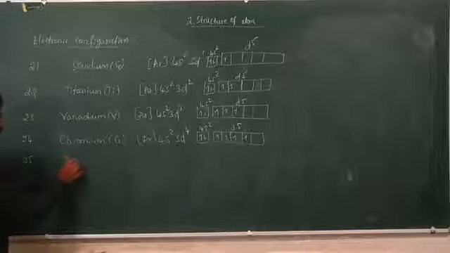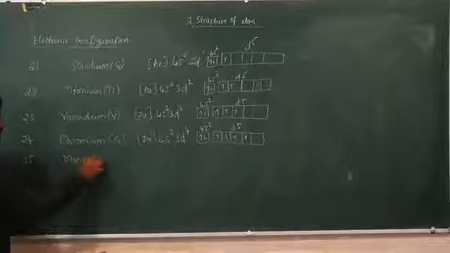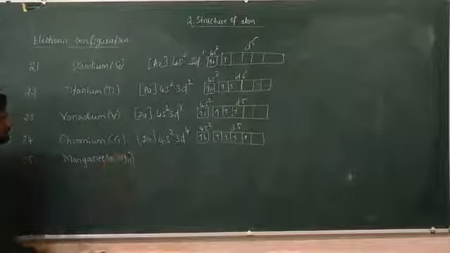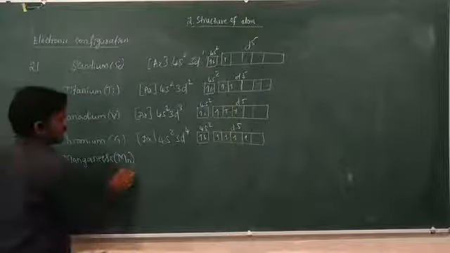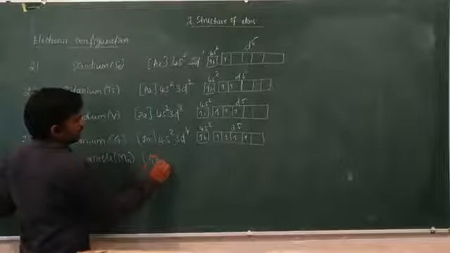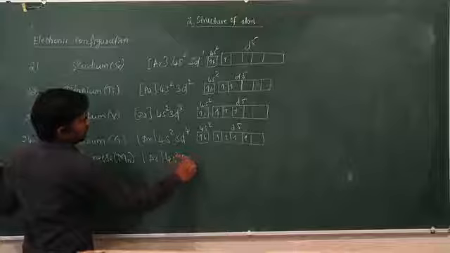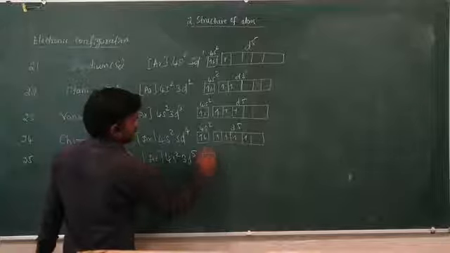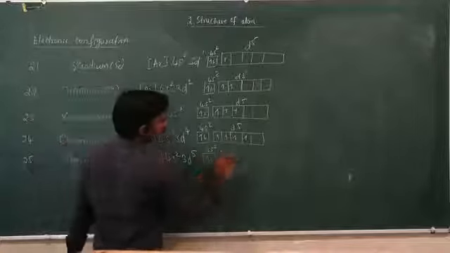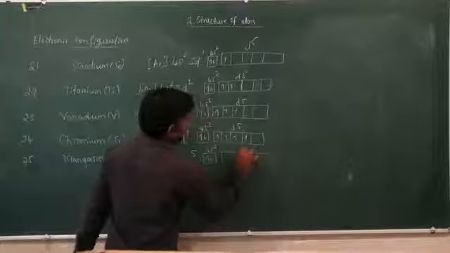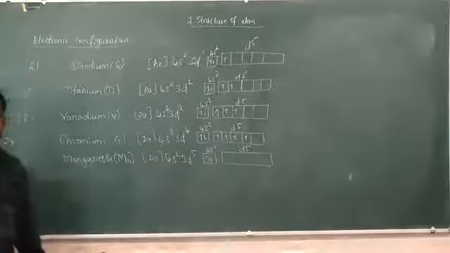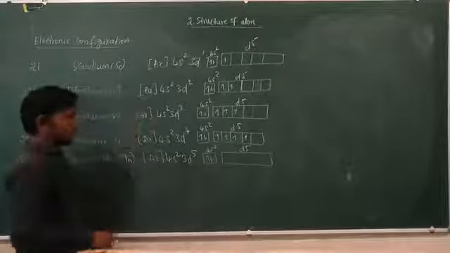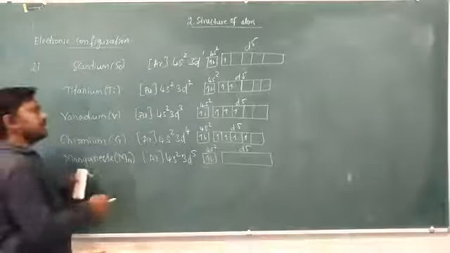25, manganese, symbol Mn, capital M, small n. Argon electron configuration followed by 4s2, 3d5. In the orbital diagram, 4s2 is completely filled and d5 is completely half filled. Here, in chromium, one electron moves due to the extra stability.